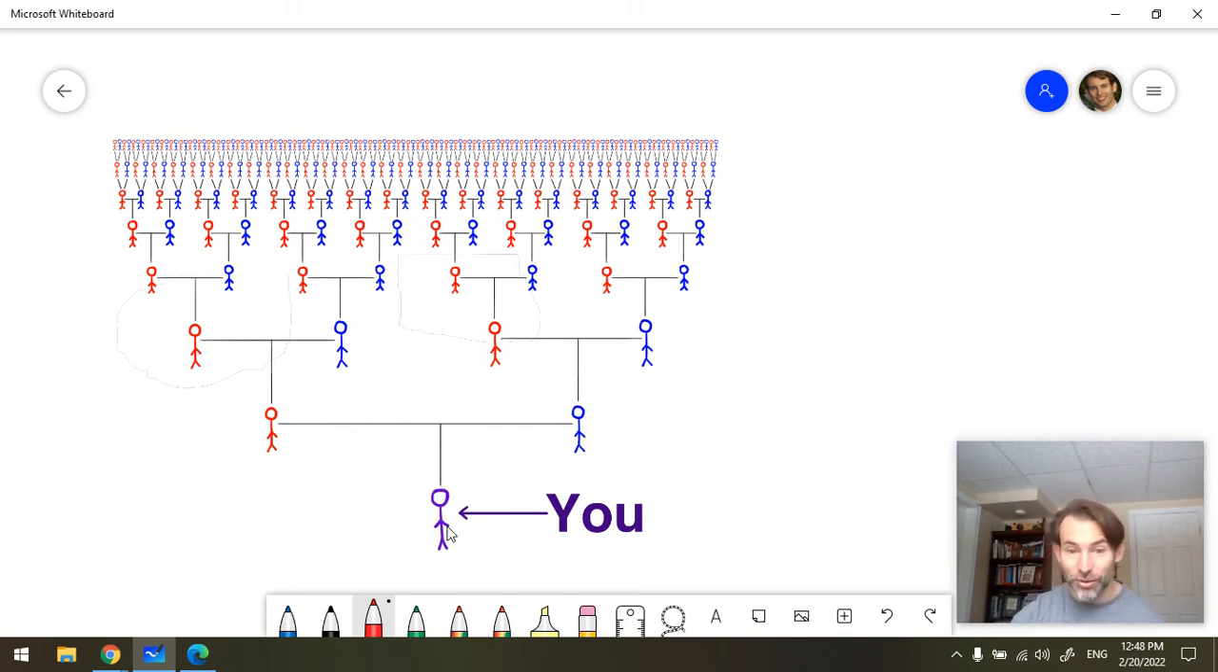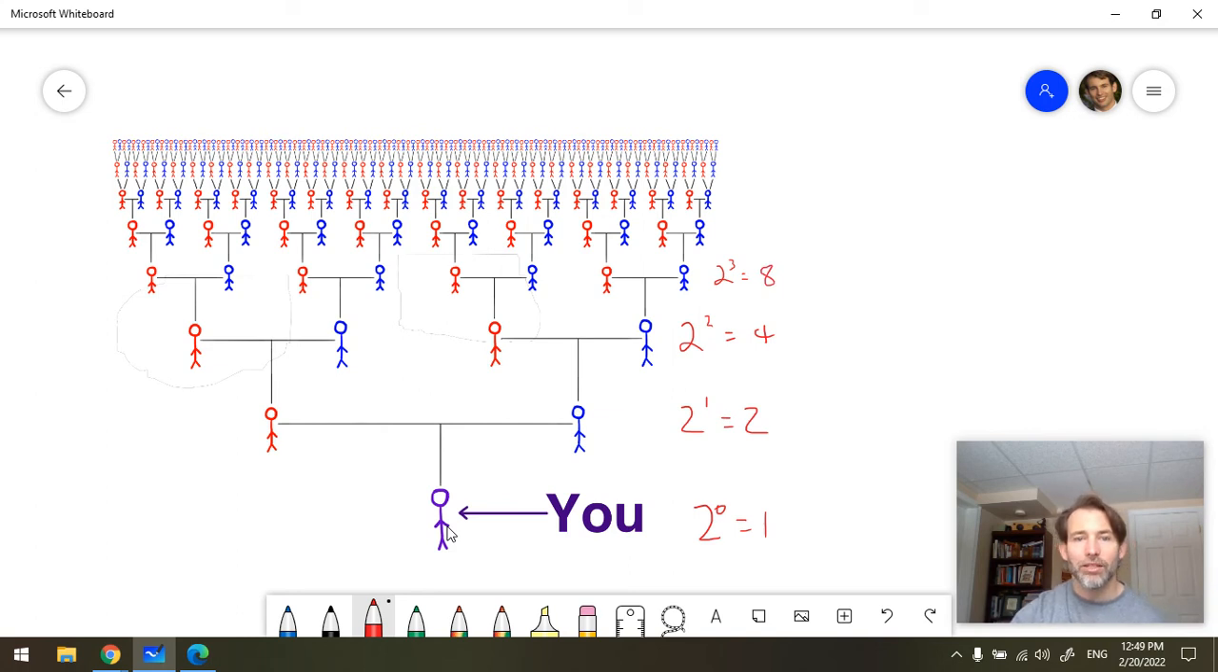Here we go. Here's you. That's 2 to the 0. There's 2 to the 0 people here. Anything to the 0 is 1. 2 to the 0 equals 1. Here is your parents. There's 2 to the 1 of them. There were 2 parents to create you. Each of your parents had 2 parents. They're called your grandparents. So up here we have 2 to the 2. That's 4 people. Up here, your great-grandparents, well, you have 8 of them. That's 2 to the 3 equals 8.